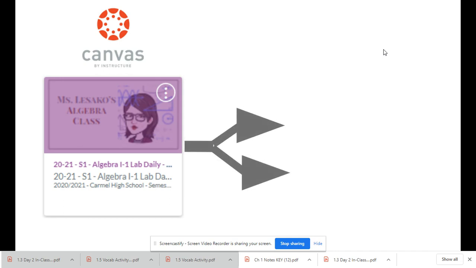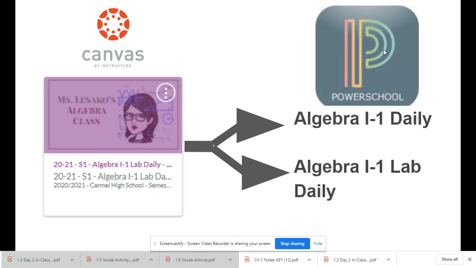Okay? Now, when you do go to PowerSchool to look for your grades, you'll notice that you have a daily grade and a lab daily grade. Your Algebra 1 daily grade is like your algebra class grade. It's based more on your quizzes and your test scores. Your Algebra 1 lab grade is based more on your homework, classwork, those types of things.